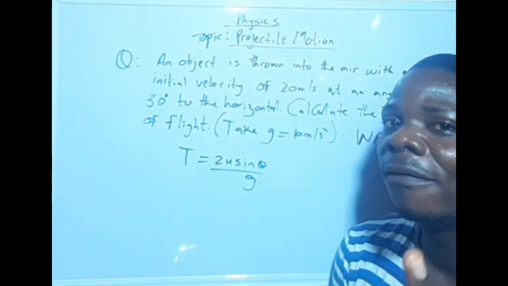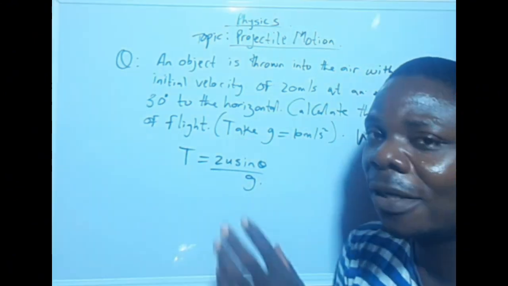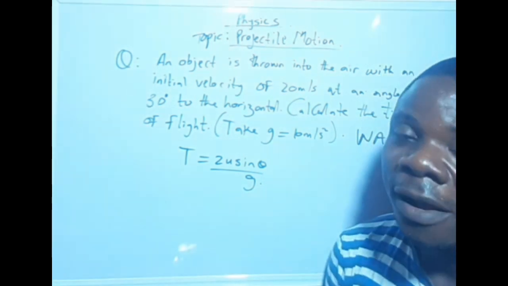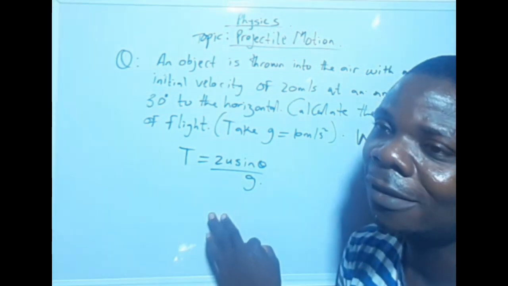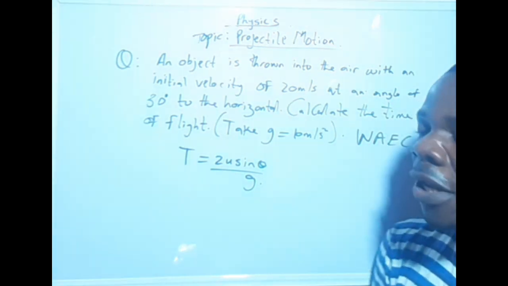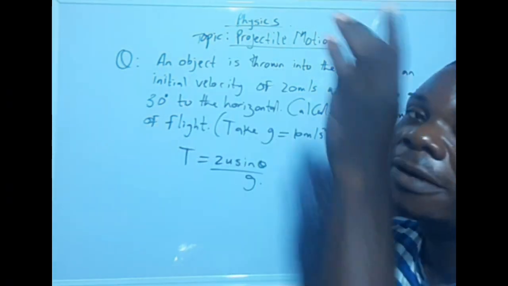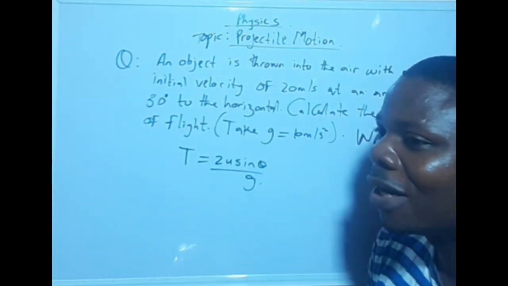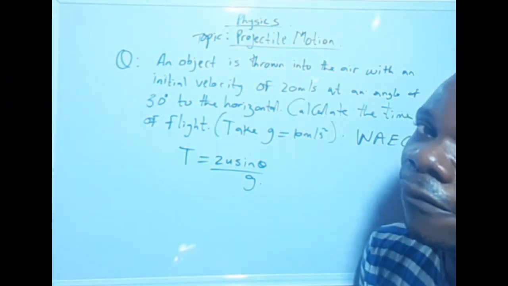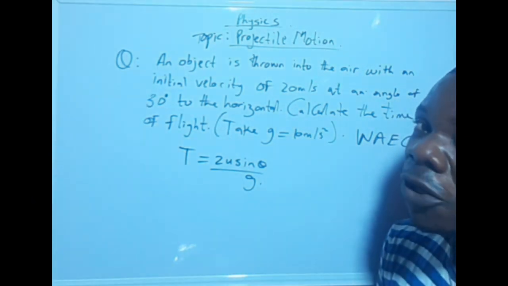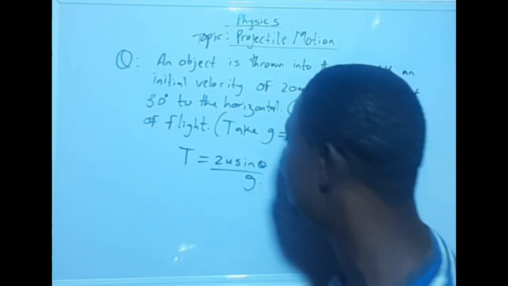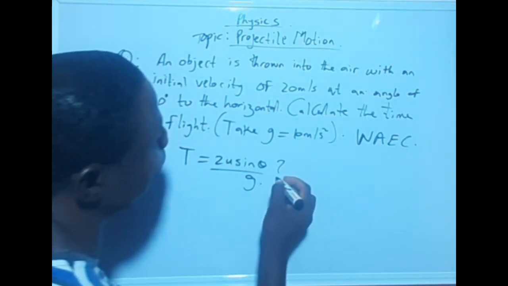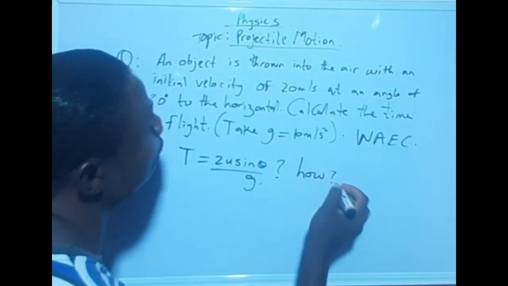Remember, we have three formulas under projectile motion. We have the maximum height, the range, and the time of flight. So that in the exam hall, if a question is asked in relation to projectile motion, you can apply the formula and solve it confidently. Now, how is this formula arrived at? Let's look at it.